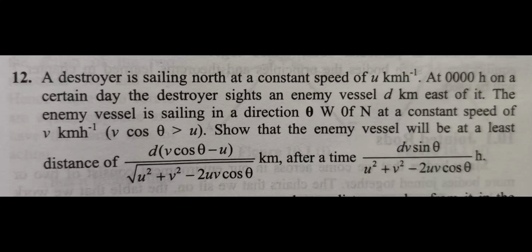The enemy vessel is sailing in a direction. Convert to the velocity, that means mathematical notation, at a constant speed of v cos theta greater than u. Show that the enemy vessel will be at the least distance after the time, right?